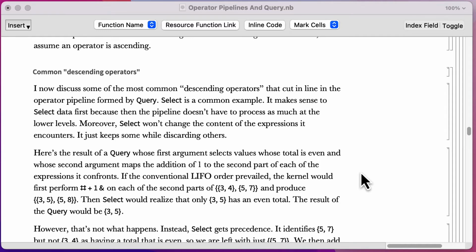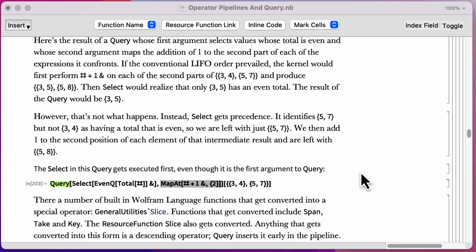So let's look at a query here, and you can see there are 2 arguments. The first is a select, and the second is a map-at. What the select does is it picks those lists for which the total is even, and this thing just adds 1 to every element in the second position.